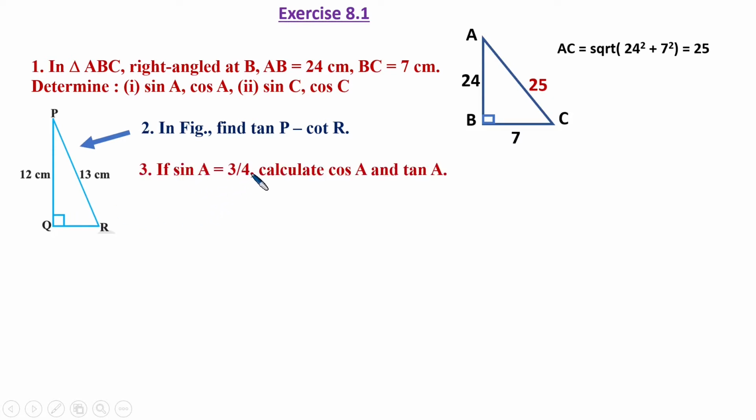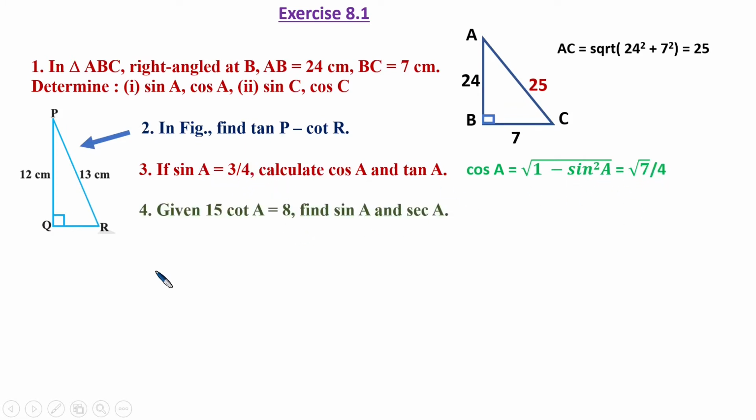If sin A is 3 by 4, calculate cos A and tan A. Okay. So cos A will be square root of 1 minus sin square A. So sin square A, this is given 3 square by 4 square. So square root of 7 by 4. So these are all very easy. So let us go very fast.